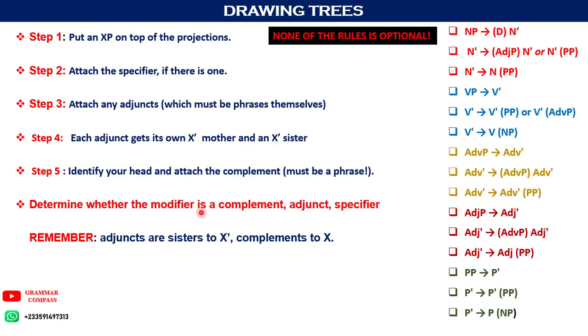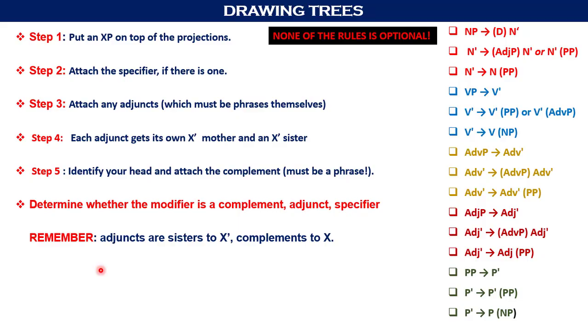So here are some key points that you have to note. You have to determine whether the modifier is a complement, adjunct, or specifier. So first of all, find your specifiers. It should be placed after your phrasal level. Then you attach all the adjuncts by repeating the bars. Then at the end, you attach the complement, which is a phrase. All the adjuncts should be phrasal. Take note. And you attach a complement, which is also a phrase, to the head of the phrase. Remember this. Adjuncts are sisters to X bars. Take note. And complements to X.